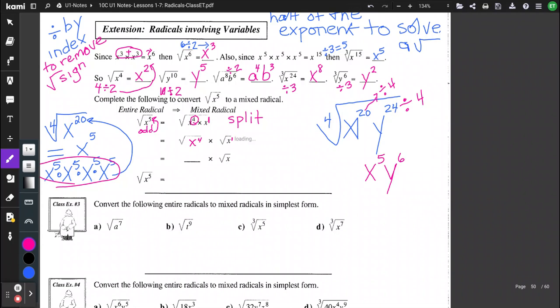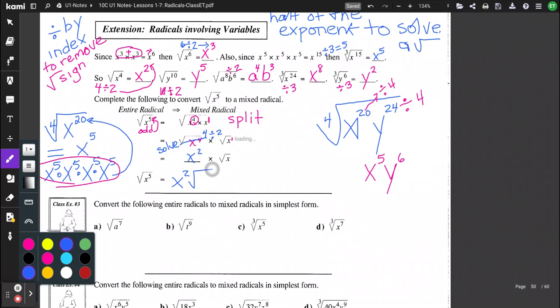Now remember, I want to remove the root. So I'm removing my radical sign, which means I'm solving it. And in order to solve it, I'm taking 4 and dividing by my index of 2. So that leaves me x squared out front. So we're going to slide them back side by side. So my final answer is going to be x squared root x, and he's got a hidden baby 1 on him.